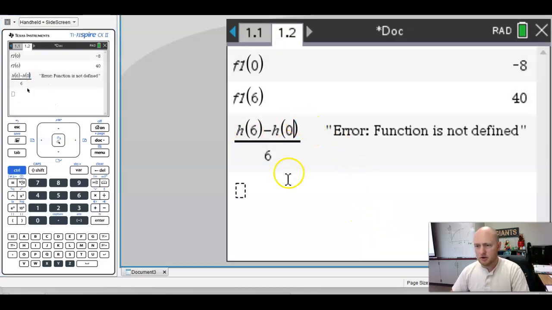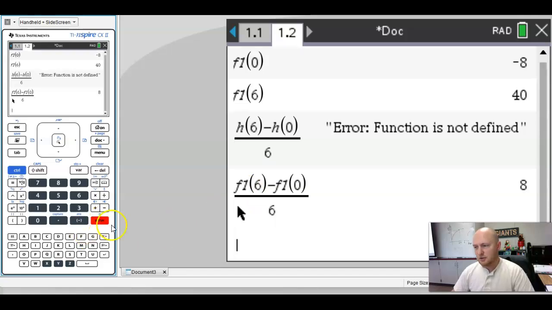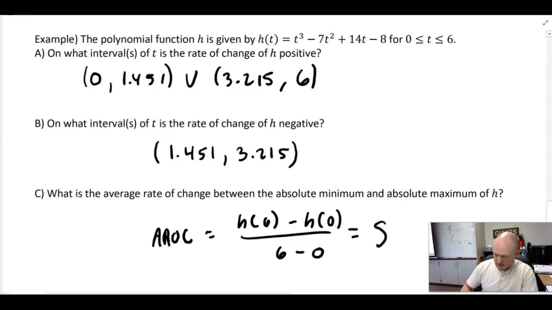Oh, I don't have it defined as h. Whoops. Let me go up there, copy that down. It's not h. It's f1 of 6 minus f1 of 0. You could use your keyboard too to type those in. Enter. And our answer, our average rate of change, is 8.